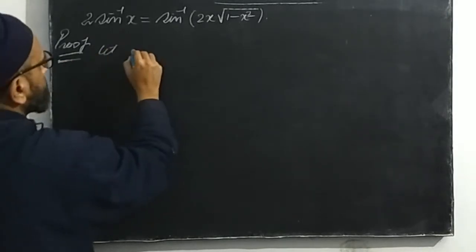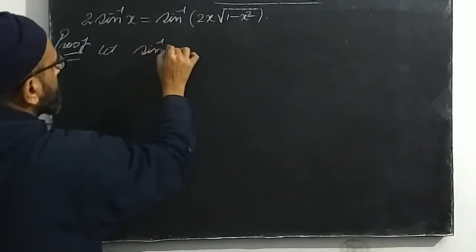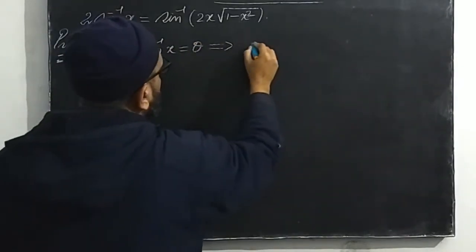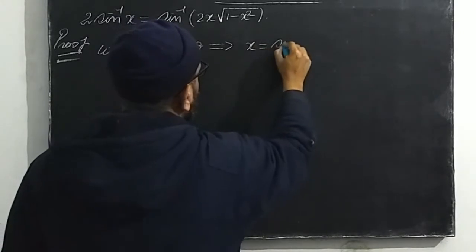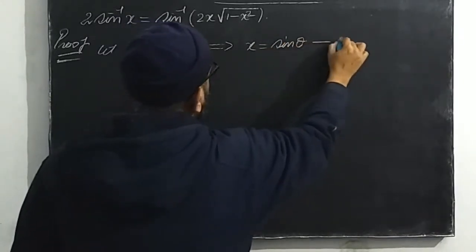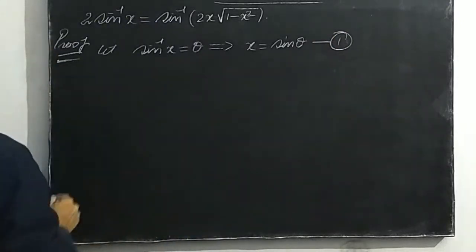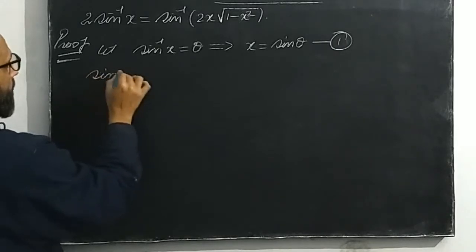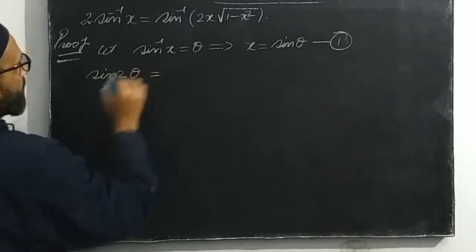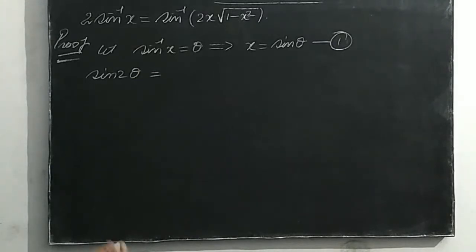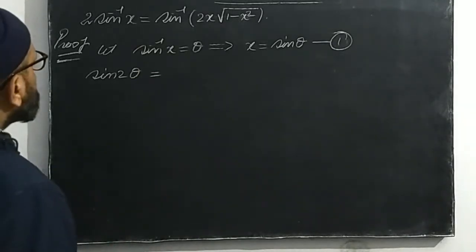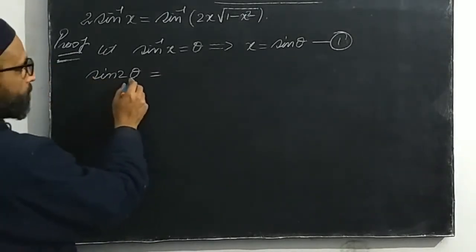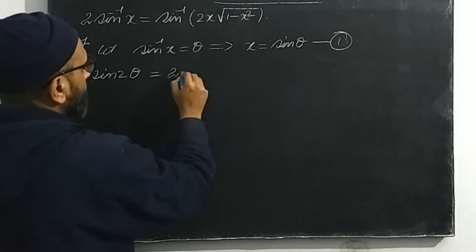Let sine inverse x is equal to theta implies that x is equal to sine theta. Let it be equation number 1. Now we have to write the formula of sine 2 theta, as we have done in circular trigonometric functions in our previous class. So we must know the formula of sine 2 theta, which is 2 sine theta cos theta.